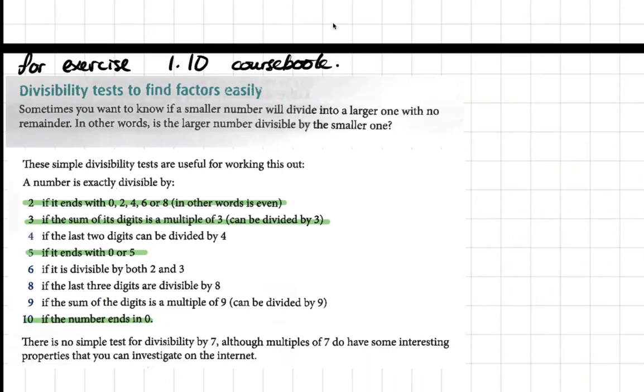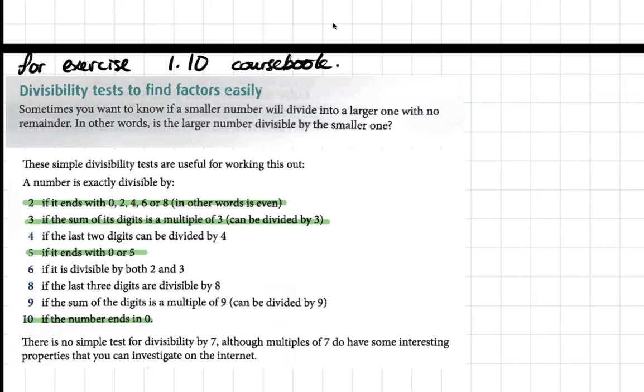So the ones that I normally use are these. If it's an even number, it must be divisible by 2. Well, if it ends with 5, it's an odd number, most likely it's divisible by 5. If it ends with 0, most likely it can be divided by 2, can be divided by 5, and also can be divided by 10.